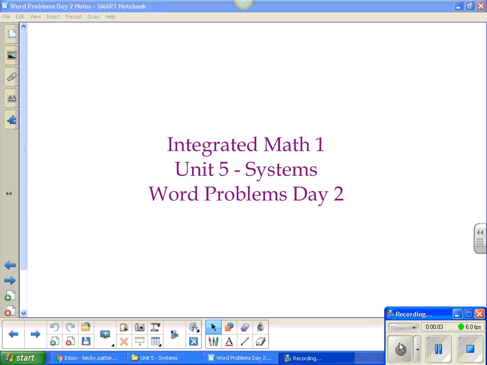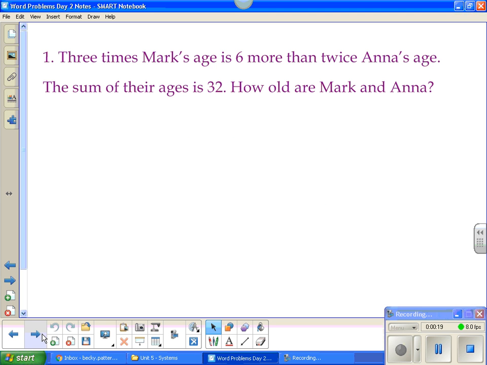So this lesson is a continuation of systems of word problems back from day one. Just kind of wanted to spread it out over 2 days. So it's going to be a little bit more of the same concept, but these may be tweaked just a little bit.